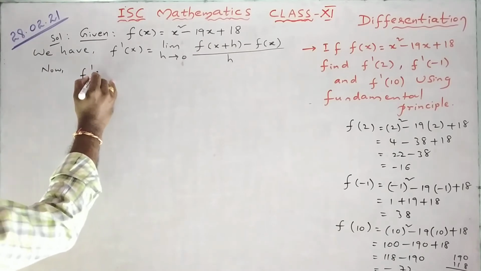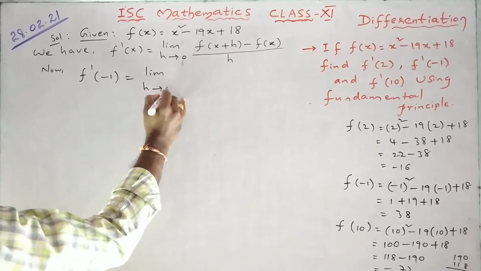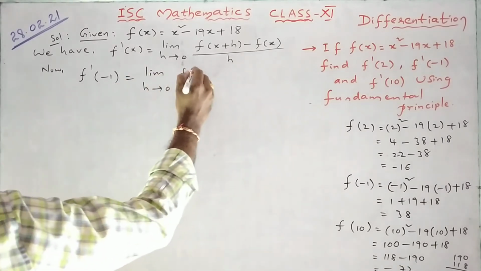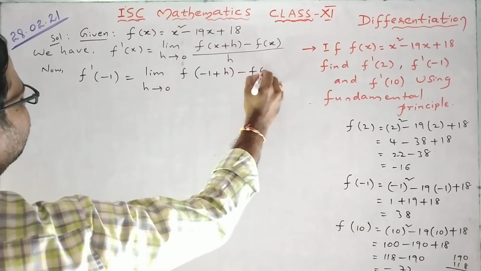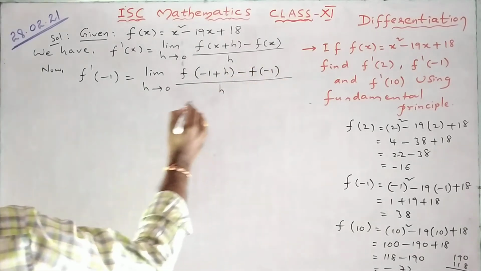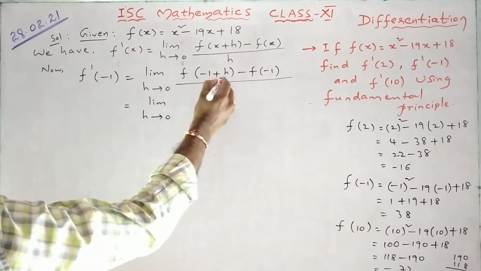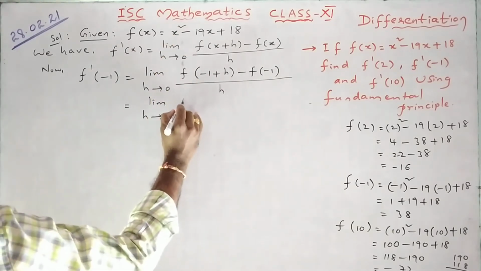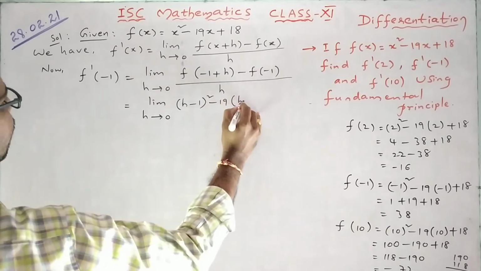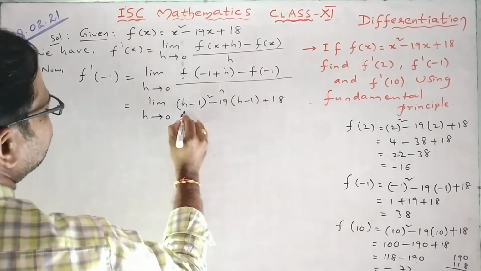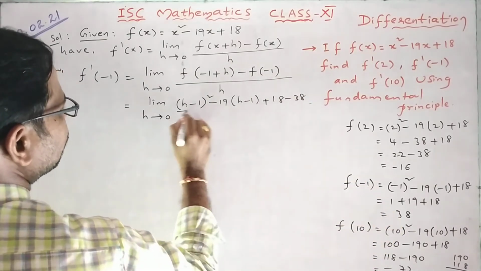Now I want to find f dash minus 1. So limit h tending to 0, f of, in the place of x I should keep minus 1 plus h, minus f of minus 1, upon h. So limit h tending to 0, f of minus 1 plus h means in the place of x, h minus 1, I am writing minus 19 into h minus 1 plus 18. This one 38, right? Minus 38 by h.